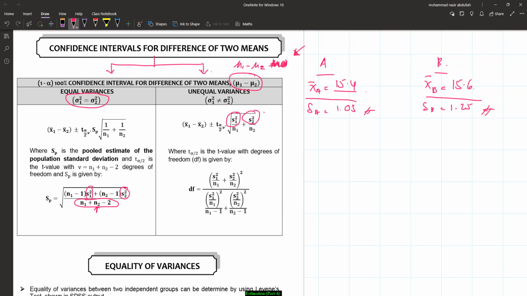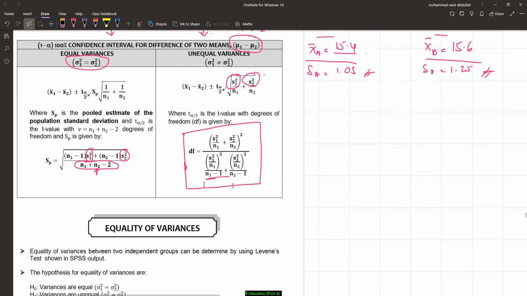And then the degrees of freedom, when you have unequal variance, we need to use s1 squared divided by n1 plus s2 squared divided by n2, and then you square this, and then divide by each n minus 1.